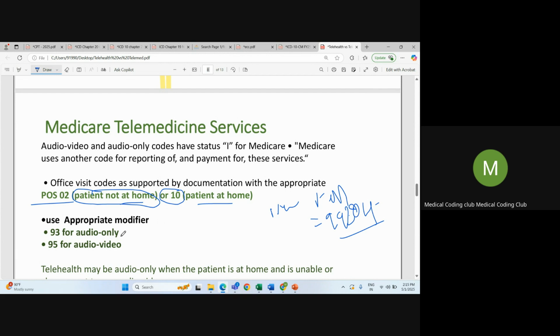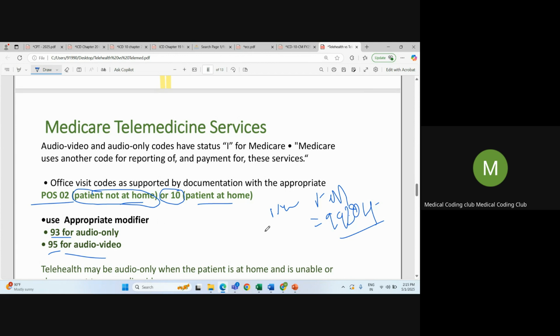And if it is an audio only visit, you can utilize the 93 modifier. If it is an audio plus video visit, then you can utilize the 95 modifier. Okay, but you will be billing an office E/M visit. With this, you will assign the appropriate modifier and appropriate place of service. So this guideline will be applicable only for the Medicare payer.